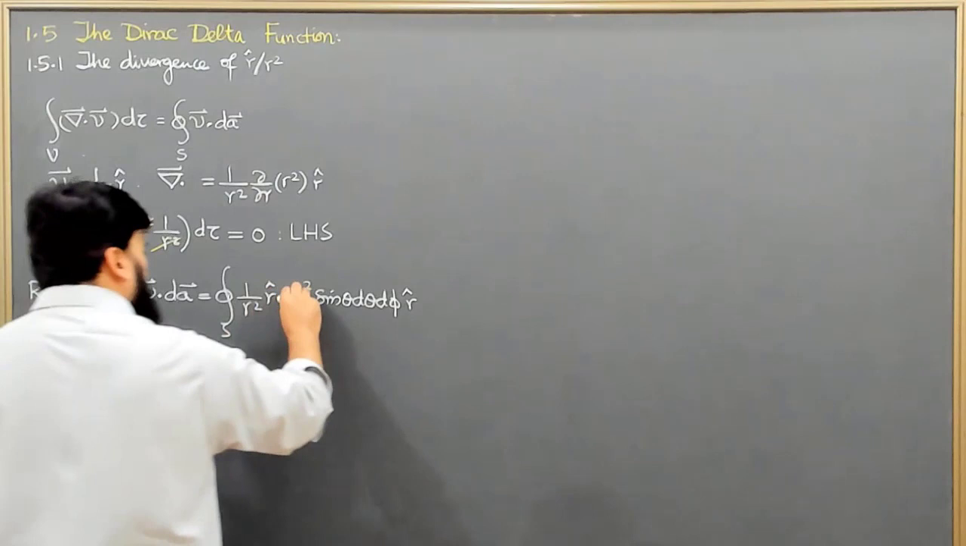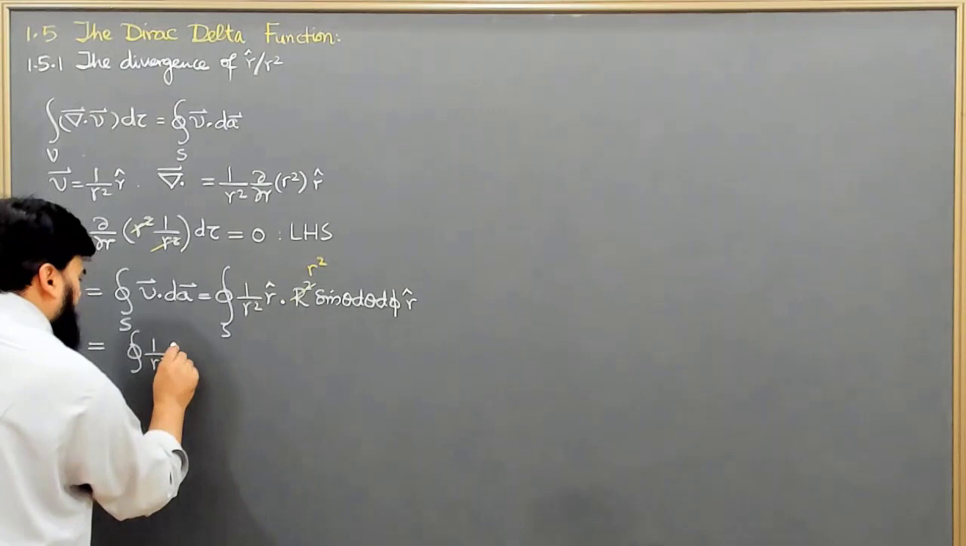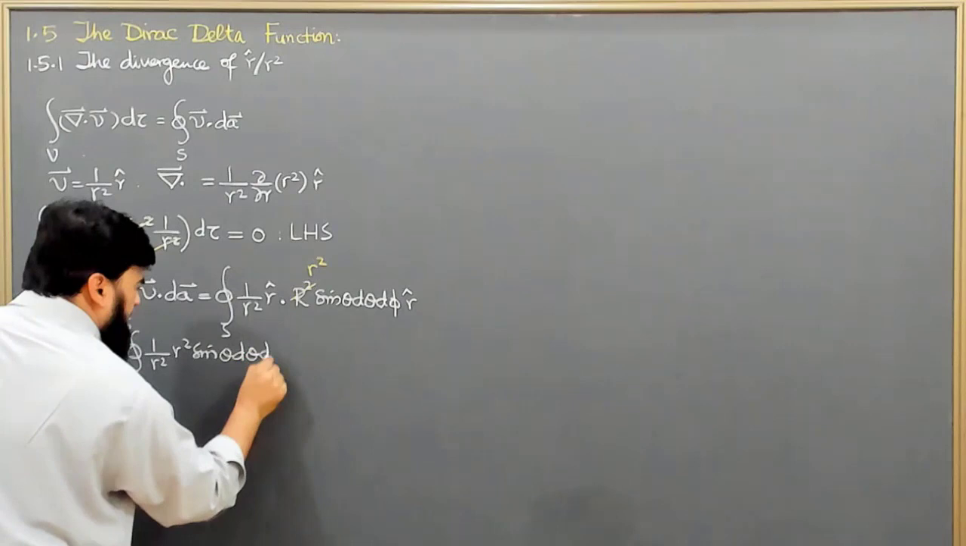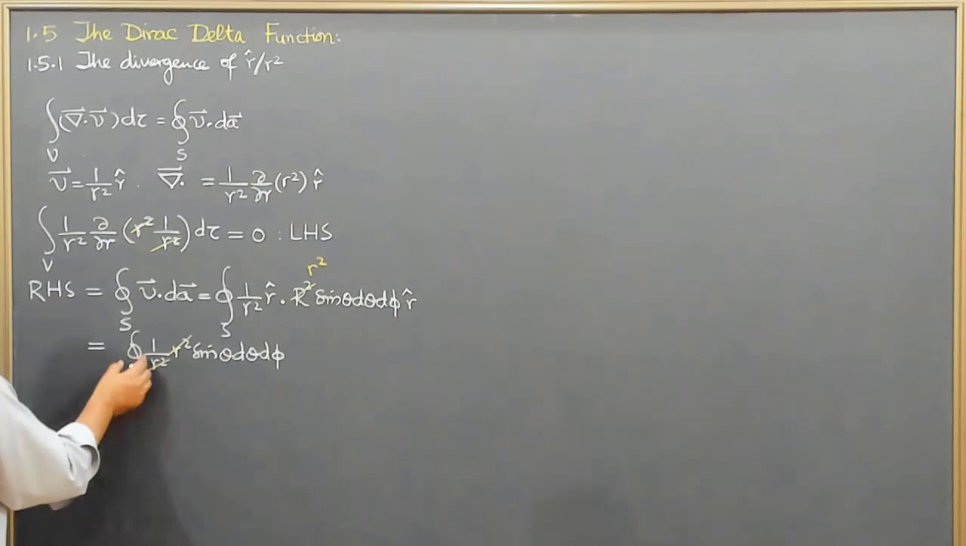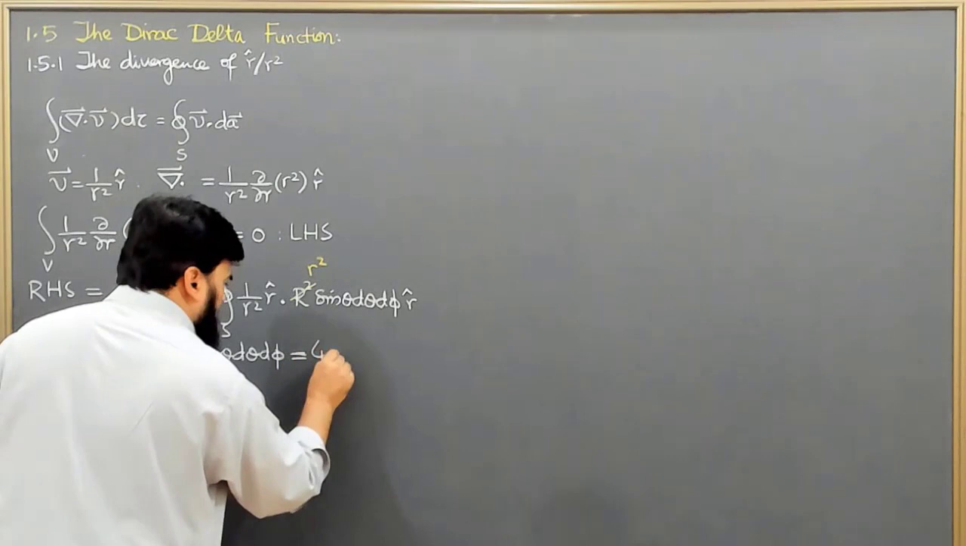So this will be r squared sine theta d theta d phi. Now look here, r squared is cancelling with r squared, and we are left only with the solid angle over a closed surface. And this we know already is equal to 4 pi.